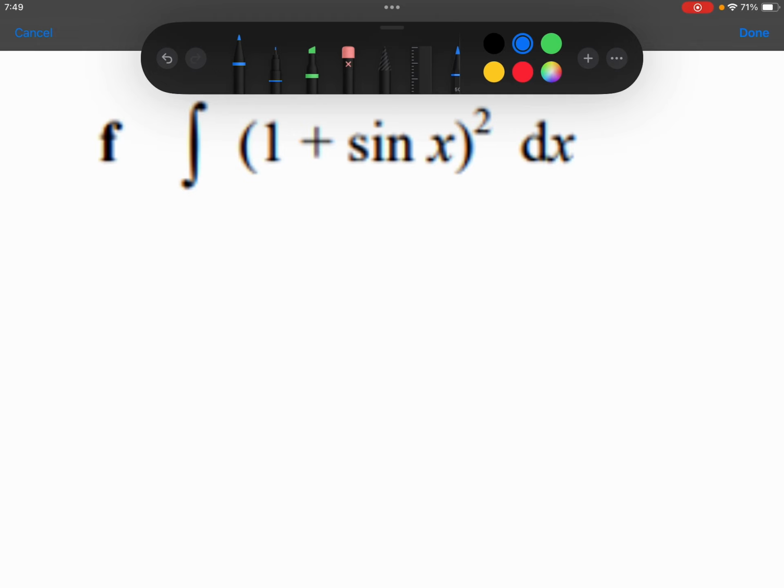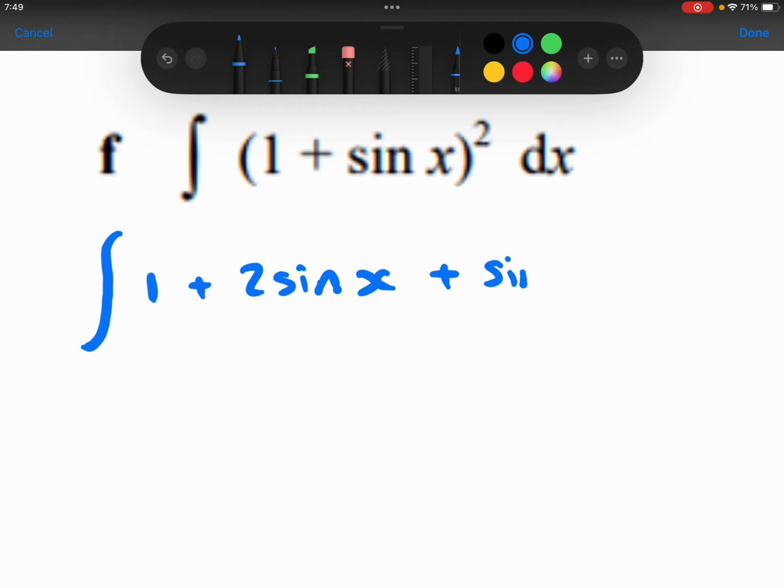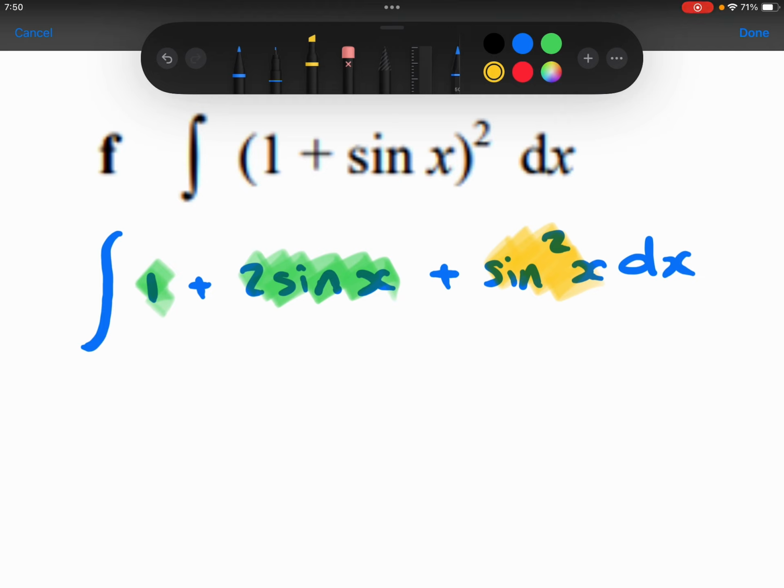I'm first going to expand the brackets. So we've got 1 squared plus 2 sine x plus sine squared x. The 1 will integrate easily, the 2 sine x will integrate easily, the sine squared won't. But that's okay because we know how to integrate sine squared.